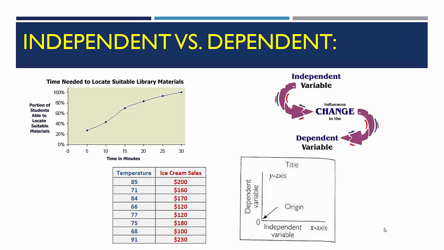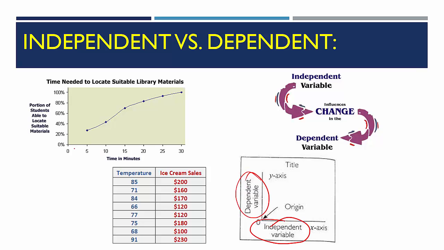Okay, starting off, let's talk about independent versus dependent variables. In all of these cases, your independent variable is going to be whatever's on your x-axis. Your dependent variable is always going to be what's on your y-axis. So your dependent variable depends on something in the independent variable.